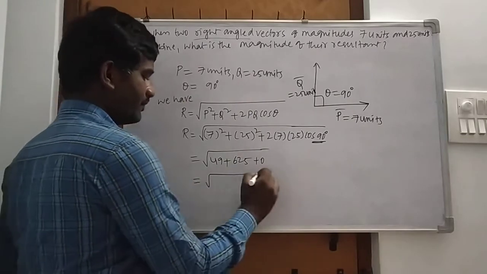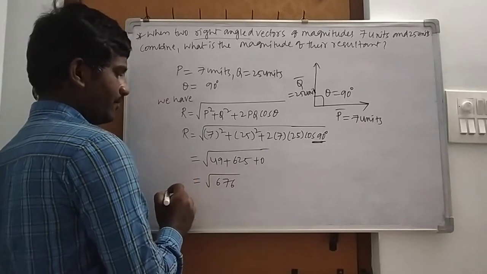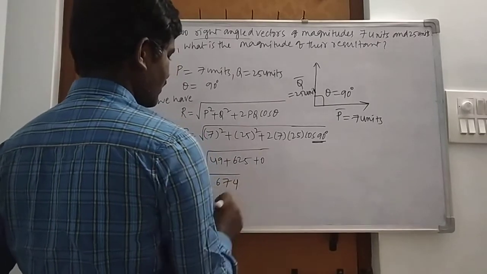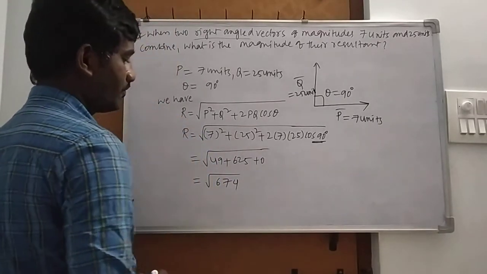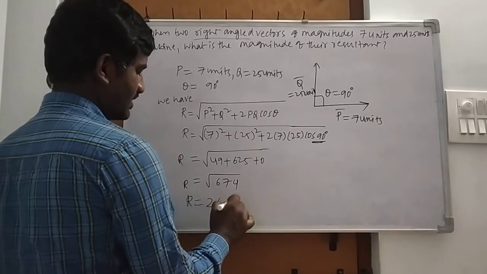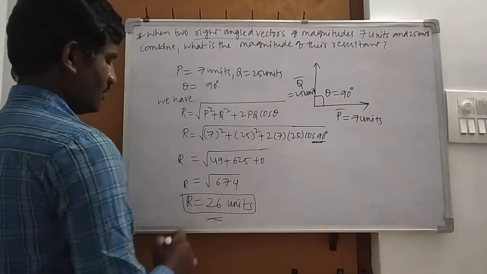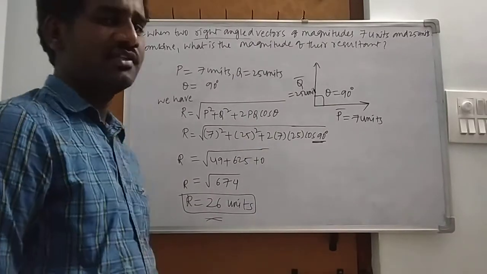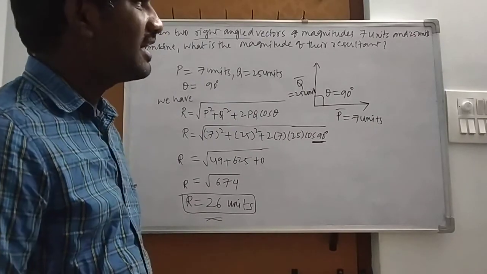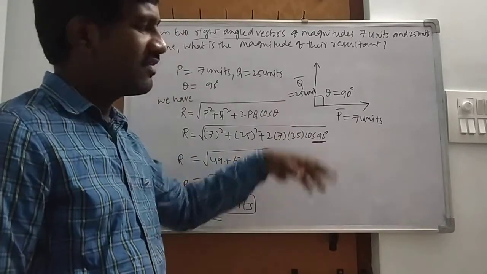That is 674, I think. R is equal to the square root of 674, so R is equal to 26 units. The resultant of these two vectors is 26 units. Right angle vectors mean the angle is 90 degrees. So one is a 7 units vector, another one is a 25 units vector.